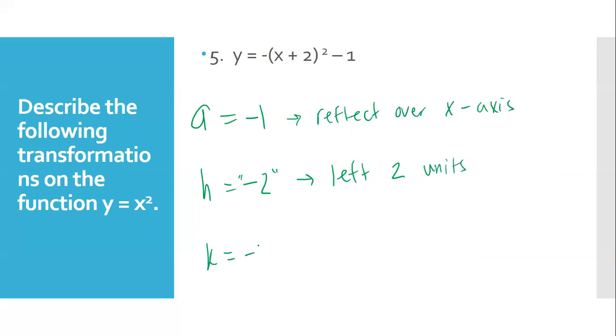And our k is -1. And that lets us know it's doing what? Down 1 unit. Your k is telling you you're up and down. Your h is telling you you're left and right. And your a tells you reflect, stretch, or shrink. I wrote 2. I meant 1.